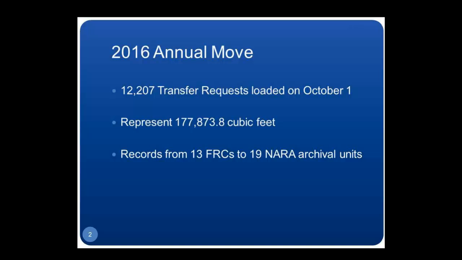These over 1,200 transfer requests that we just loaded on the 1st of October represent 177,873.8 cubic feet of records. That's a lot of permanent records that the agencies have created that are included in this year's annual move. These include records that are currently stored in 13 separate federal record centers and involve 19 different NARA archival units.